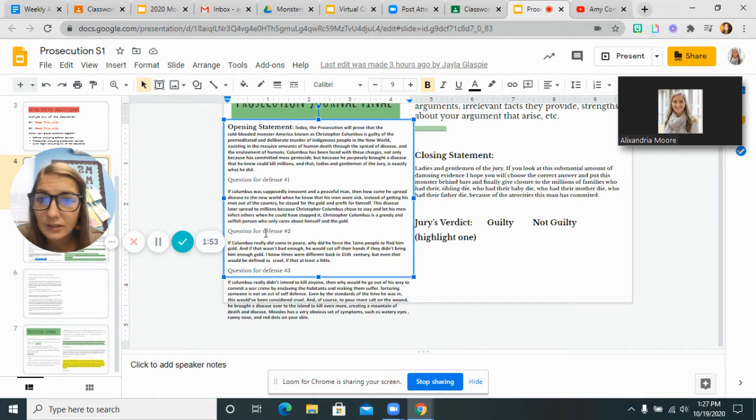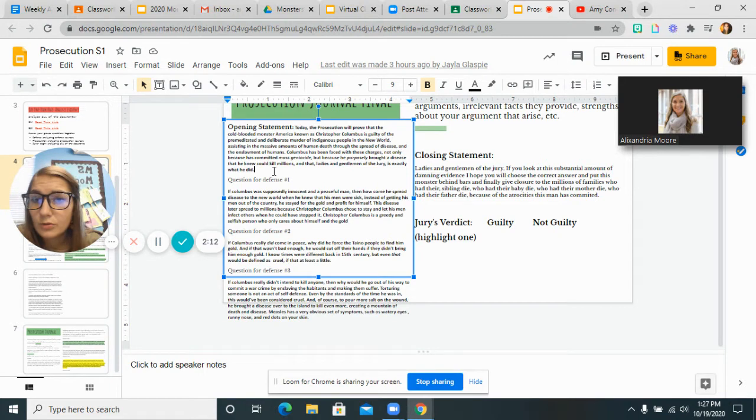Let's see what their question is. Their question is, if Columbus was supposedly innocent and a peaceful man, then how come he spread disease to the New World when he knew that his men were sick? So that's their question. See how it still makes Columbus look guilty.